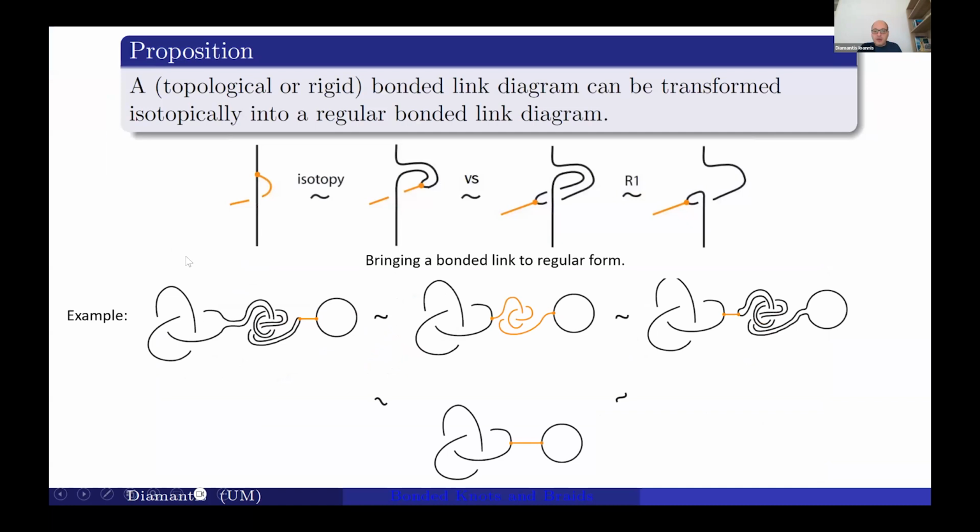Okay, so an interesting proposition suggests that any bonded link, either topological or rigid, doesn't matter, can be transformed isotopically into a regular bonded link, as you can see here. And we do that using the vertex slide move, the poke move. All right, you can see here that if you start from this, you start unknotting, right? You go through the whole thing, you unknot it, and then you are left with a bond that has no crossings between, it's not self, right? It doesn't form a knot anymore, and it has no crossing, so it's free of crossings.